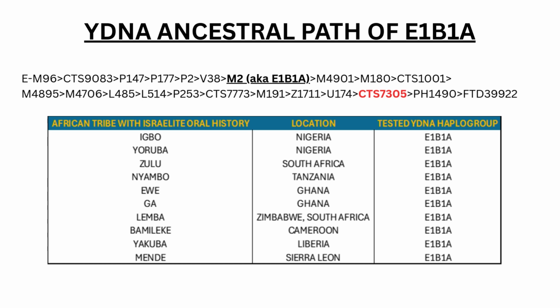And just as a recap, I have here all of the tribes in Africa with that E1B1A haplogroup, and these tribes all have some portion of the tribe with oral history of Israelite ancestry. And in some cases, it's a meaningful percentage of the tribe who've retained that oral history. In some cases, it's just a very tiny percentage. But either way, the one commonality with all of these tribes is that E1B1A haplogroup.